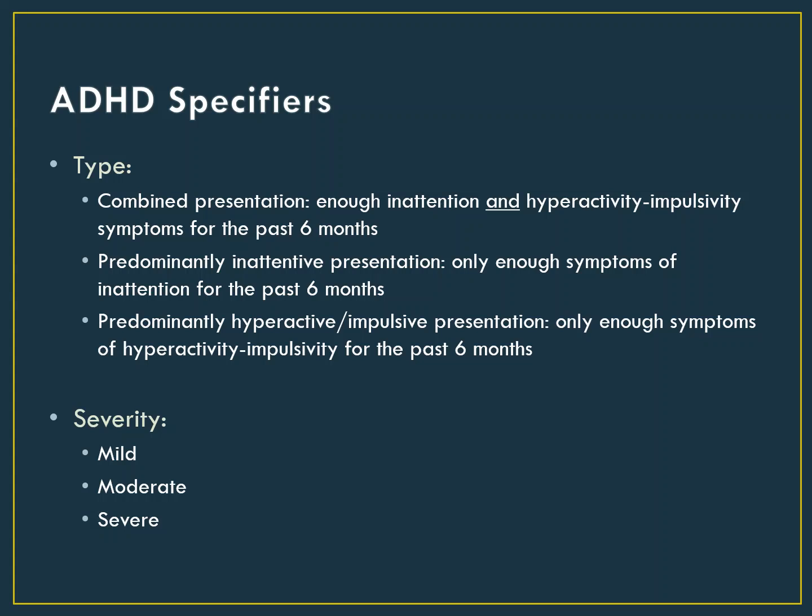ADHD is also diagnosed with a severity specifier. Mild severity indicates that the individual has few symptoms in excess of those required to make a diagnosis. So for example, they just have right around 6 or 7 symptoms, and their impairment is mild. Severe indicates that the individual exhibits nearly all of the symptoms and they have major impairment.